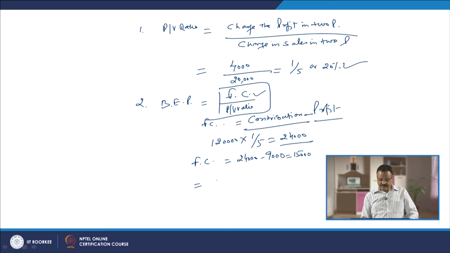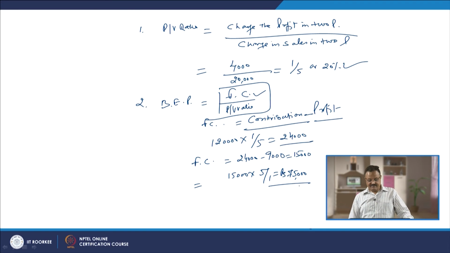Fixed cost with us is 15,000, right, and if you divide it by 1 by 5, it will become 5 by 1 here. So, if you multiply 15,000 by 5 by 1, it is rupees how much? 75,000. It is rupees 75,000.